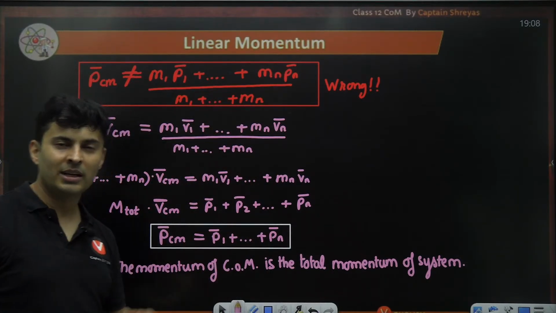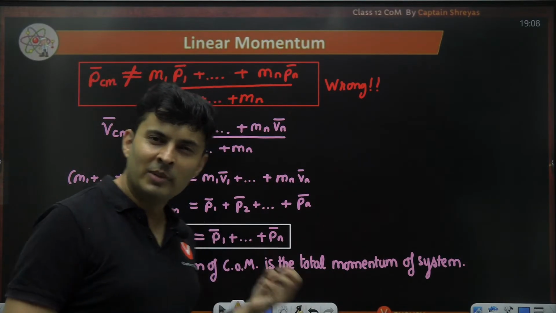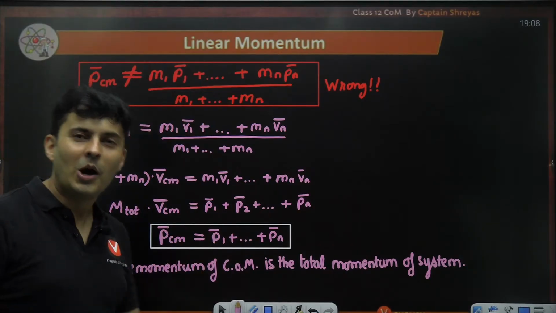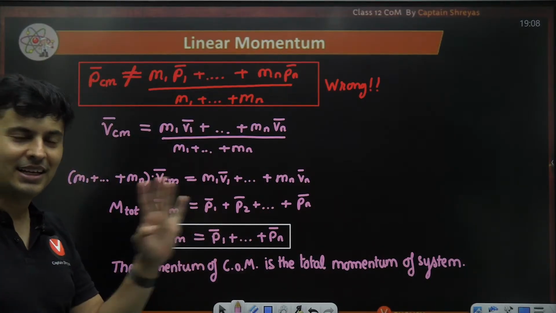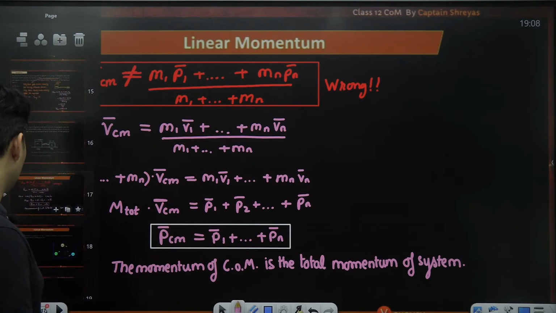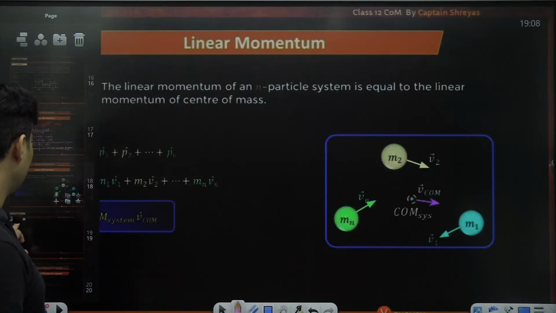Everything will have its momentum. You just find the total momentum. That is the momentum of the center of mass. Plain and simple, nothing great. So that is what it is.